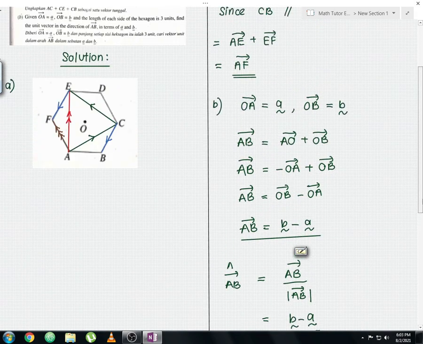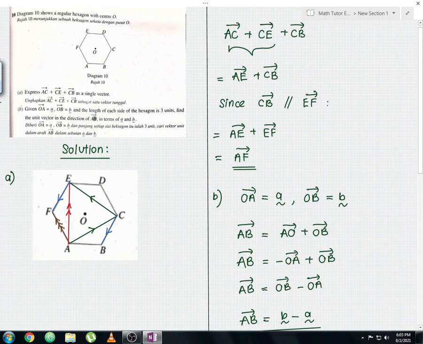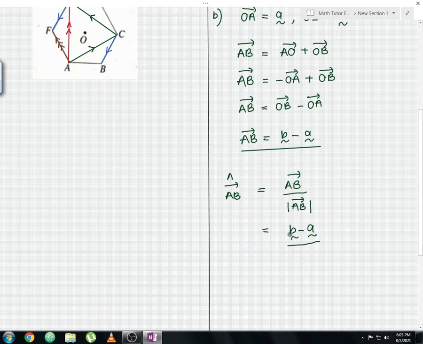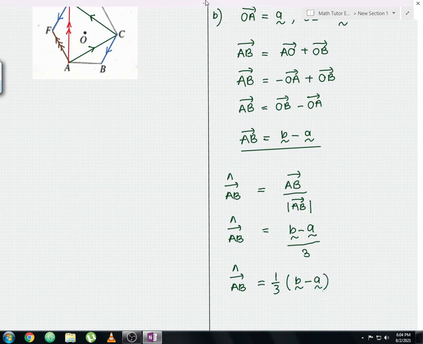So what is the magnitude of vector AB? Read the question carefully, where they mention that the length of each side of the hexagon is 3 units. In the diagram you know that AB is the length of the side of the hexagon. In this case, the magnitude of AB we can denote as 3 units. So from here, component B minus component A, you divide by 3 units. So you should get your final answer: unit vector AB is equal to 1 over 3, in a bracket, component B minus component A. So this will be your final answer. Okay, let me underline the solution for the question part B.